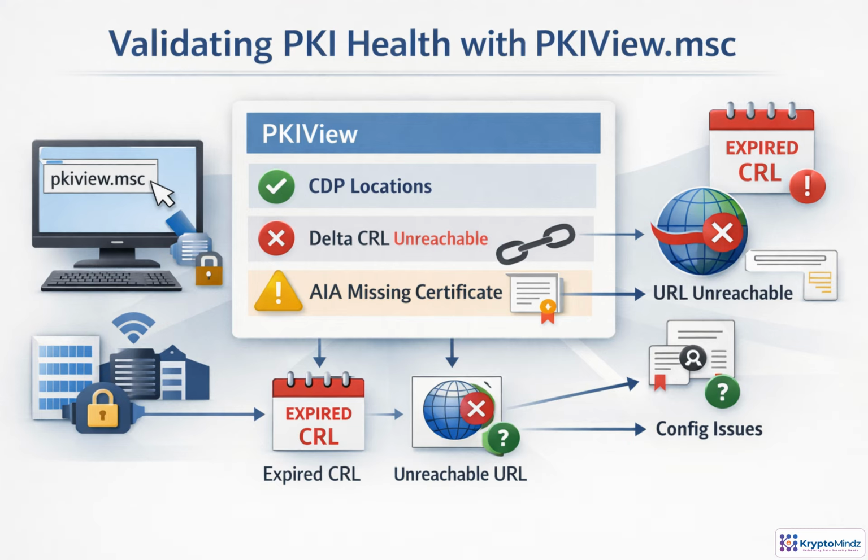PKIView is your quick health dashboard for the entire PKI. Run pkiview.msc from a domain-joined machine, and it automatically queries every CA, CDP, Delta CRL, and AIA location. Green means the files are present and current. Yellow or red means the CRL is expired, the URL can't be reached, or a CA certificate is missing. Use those red and yellow indicators as your starting point before moving on to certutil or deeper log analysis.